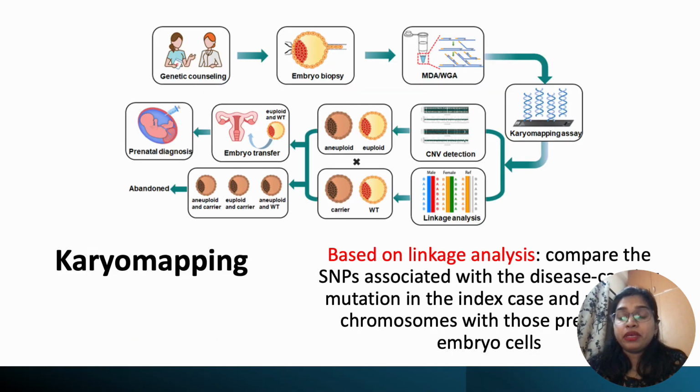Next is karyomapping. Karyomapping is based on linkage analysis, and it is based on SNP array technology, and it determines an individual's genotype by analyzing thousands of SNPs that are distributed across the genome. It marks a transition from a family or disease specific diagnostic approach to a genome wide approach.